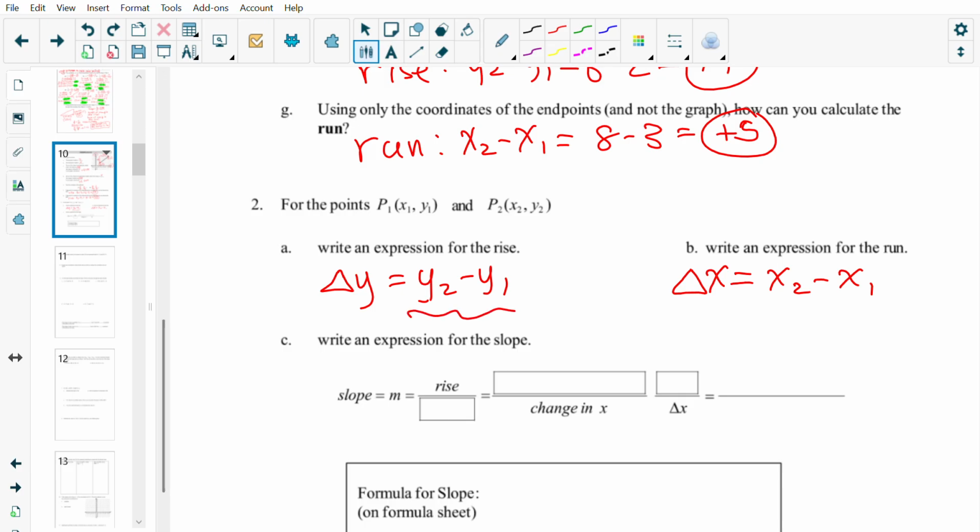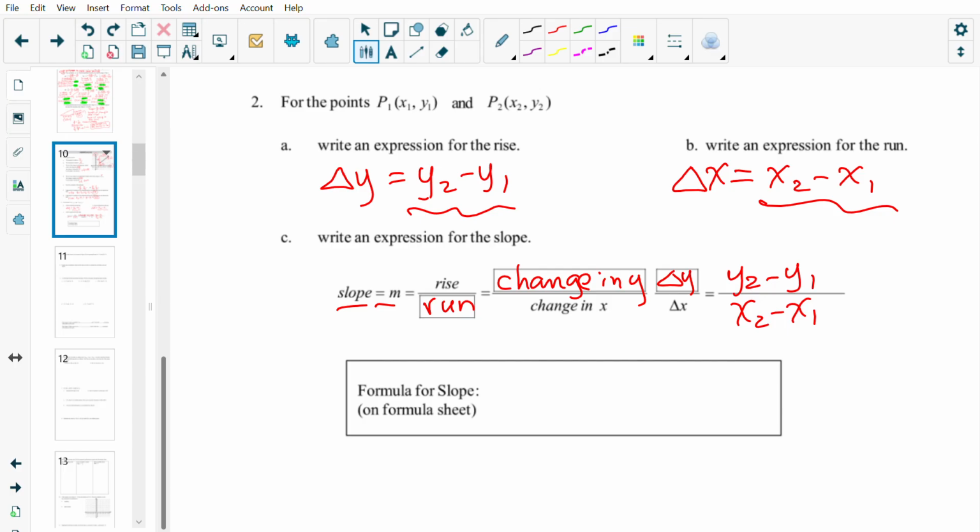Write an expression for the slope. Well, I'm going to divide these two. So the slope equals m equals rise divided by run equals the change in y, that's delta y, divided by delta x, equals y2 minus y1 over x2 minus x1. And this is the formula for the slope on your formula sheet. Slope equals y2 minus y1 over x2 minus x1. This entire lesson, we're going to use the slope formula to calculate slopes. Let's go. Next page.